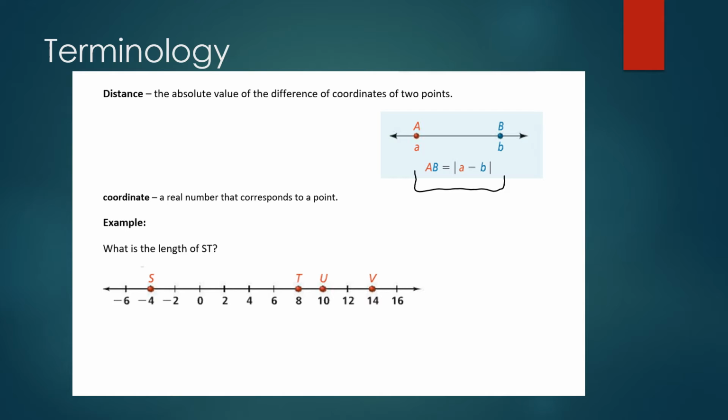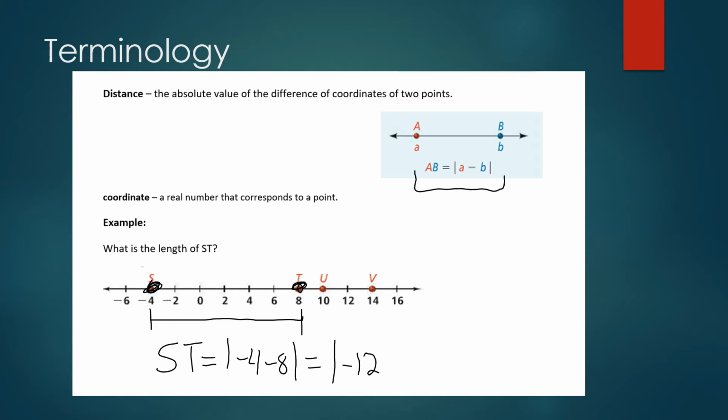And they give us an example here. They're asking, what is the length of ST? So S is here at -4, T is over here at +8. They're asking, how long is that segment? So if I want to follow the distance equation exactly, I would say that ST is the absolute value of -4 minus 8, which is the absolute value of -12, which is 12.